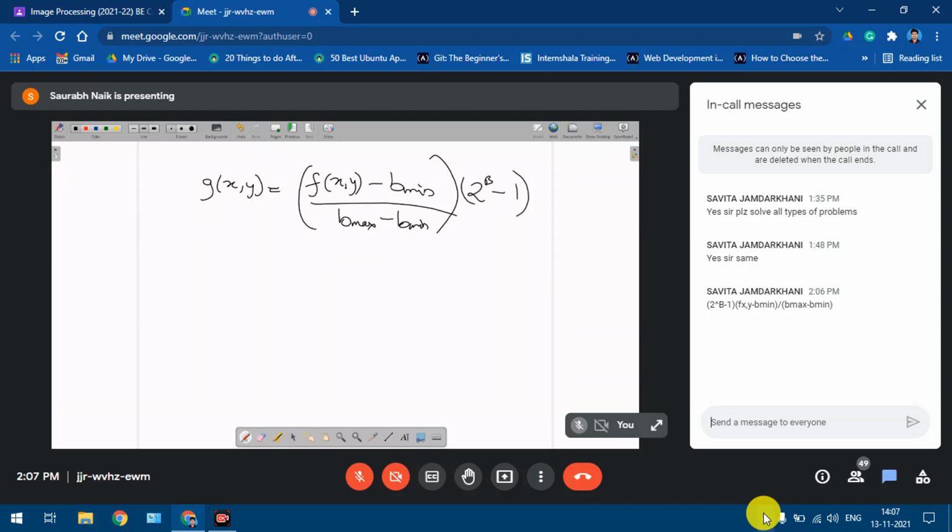That 2 raised to b minus 1 is actually the maximum gray level. So in this case, that would be 7, since we are having a 3-bit image. So our range is going to be 0 to 7, and we are asked to apply linear transform to this. So we would get something like, just a minute.